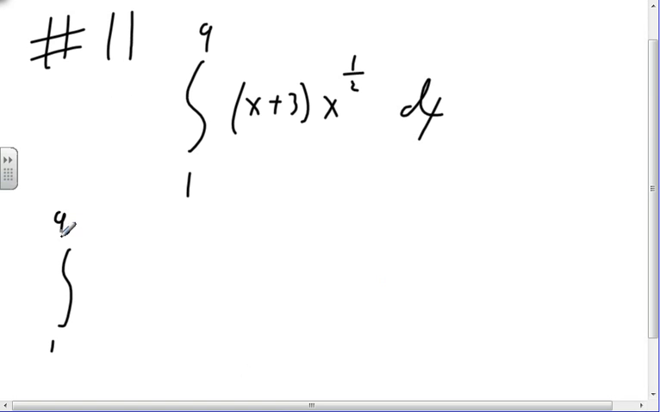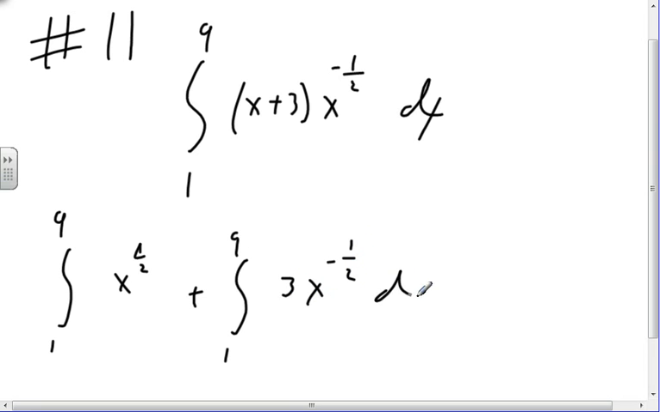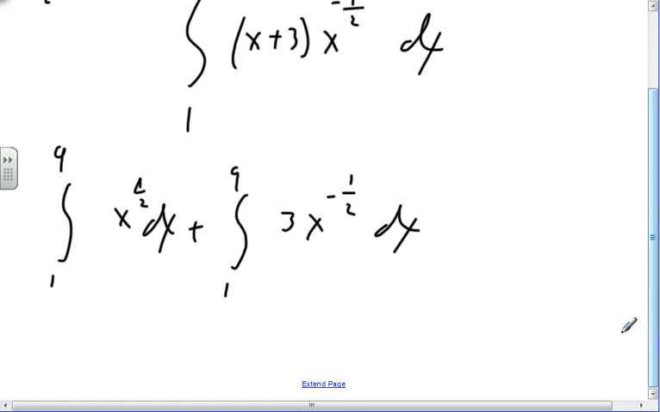Integral 1 to 9 of x to the 3/2. This is minus a half, though, isn't it? It'd be nice if I wrote the problem down. x to the 1/2 plus the integral 1 to 9 of 3x to the minus 1/2. Can I solve those guys now? Okay, I couldn't have solved them together. I don't have any method to do that. But if I separate them that way, then I can solve them.